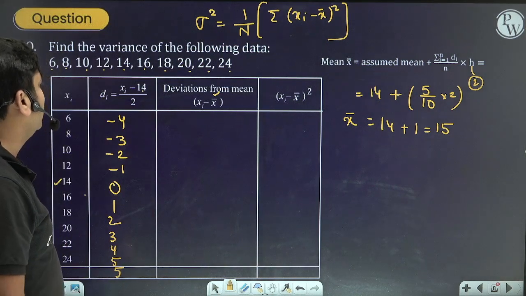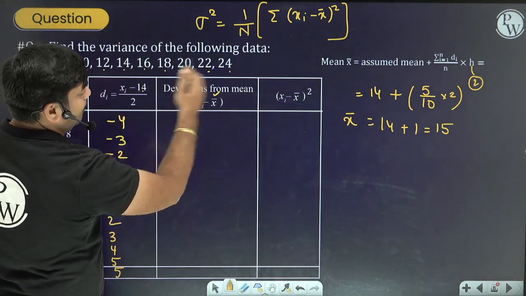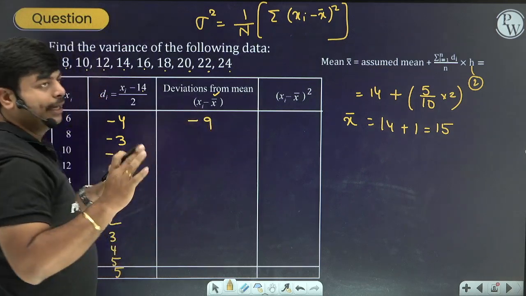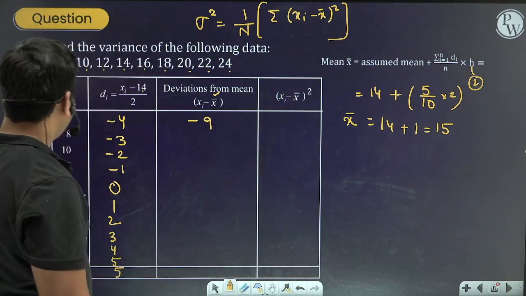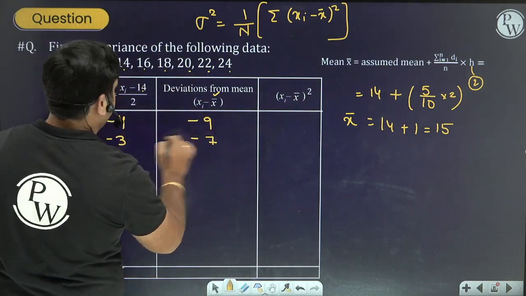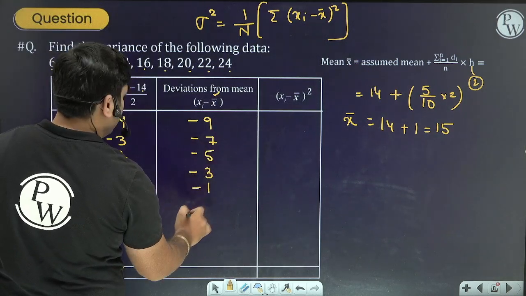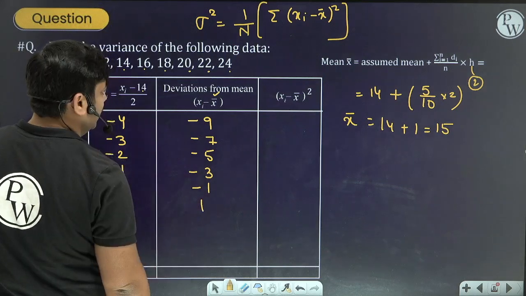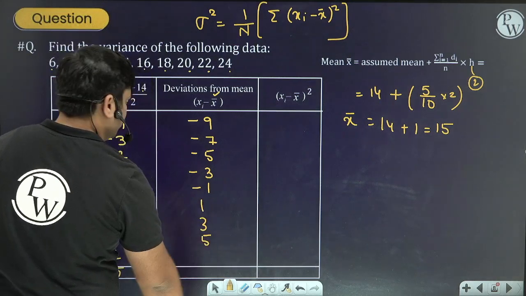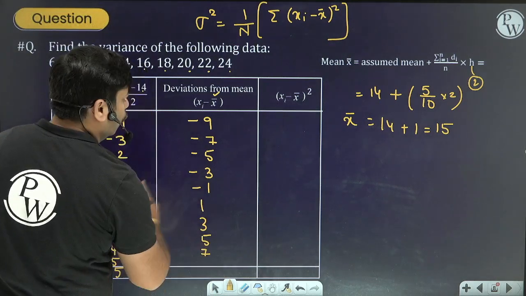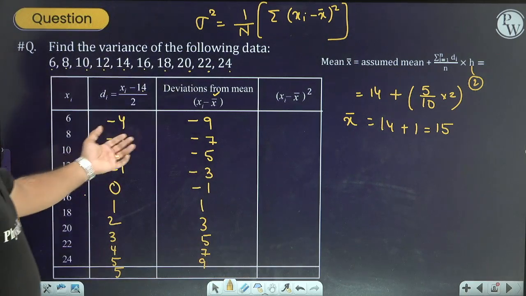Now, xi minus x bar. 6 minus 15 is minus 9. Keep it negative, no issues. The next step is you need to go for square. 8 minus 15 is minus 7, 10 minus 15 is minus 5, 12 minus 15 is minus 3, 14 minus 15 is minus 1, 16 minus 15 is 1, 18 minus 15 is 3, 20 minus 15 is 5, 22 minus 15 is 7, and 24 minus 15 is 9. My place is not sufficient. Please write it properly. Squares of this.